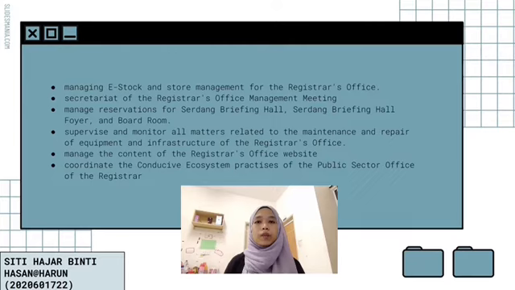managing stock and store management for the registrar's office, secretariat of the registrar's office management meeting, manage reservation for certain halls, certain foyers and board rooms, supervise and monitor all matters related to the maintenance and repair of equipment and infrastructure of the registrar's office, manage the content of the registrar's office website, and last one, coordinate the conducive ecosystem practice of the public sector office of the registrar.